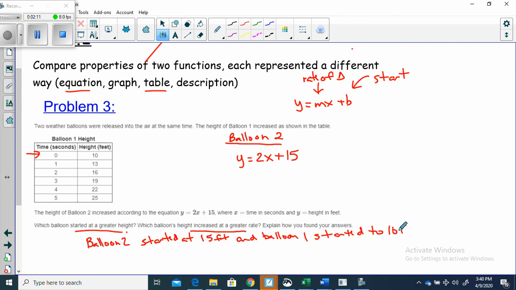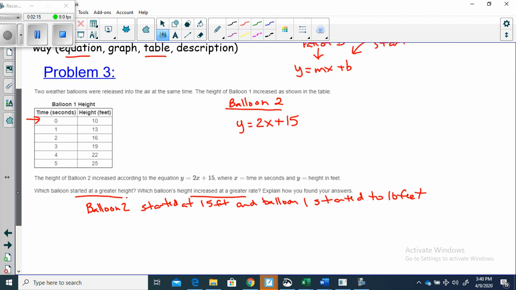Okay. Now let's see what the other question was. The other question says, which balloon's height increased at a greater rate? So we need to know the slope. This one is going up at 2 feet per second, y over x, 2 feet per second. Let's see how fast this one's going up.